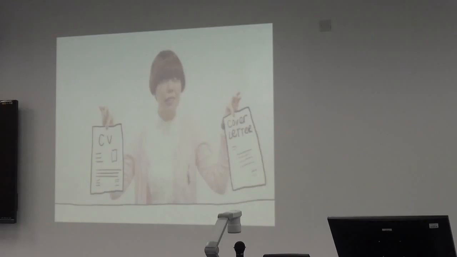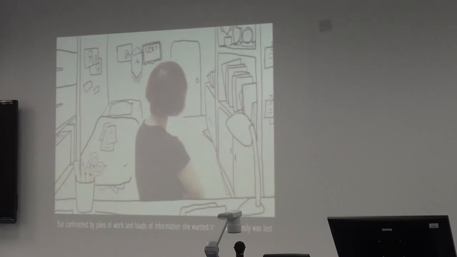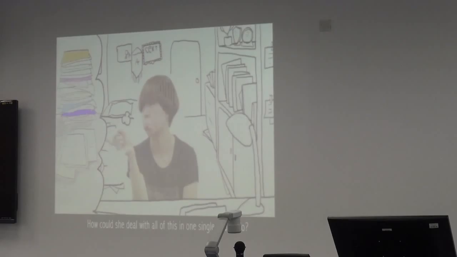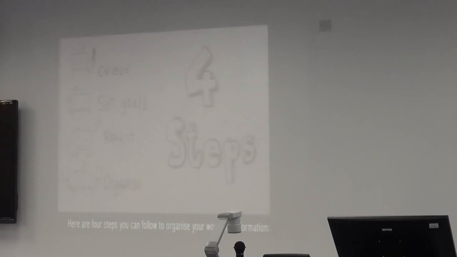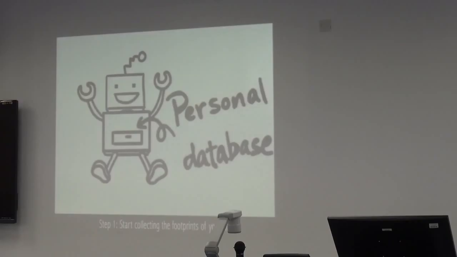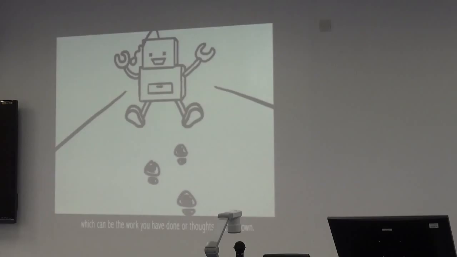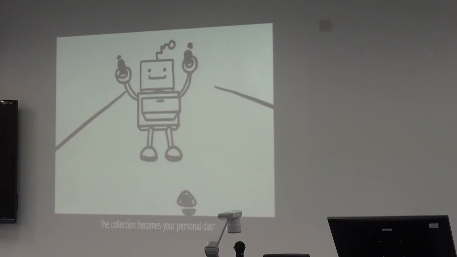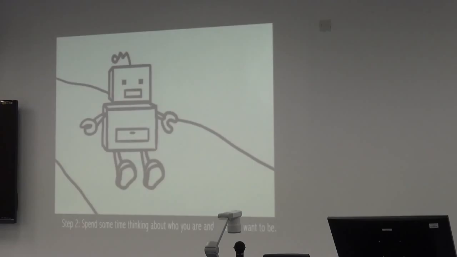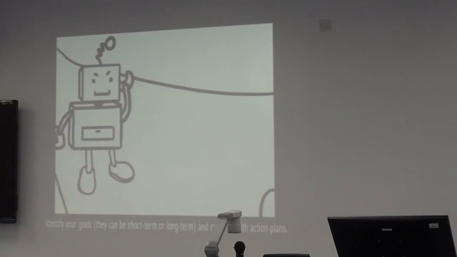Emily decided to create her own e-portfolio, but confronted by piles of work and loads of information she wanted to present, Emily was lost. How could she deal with all of this in one single e-portfolio? You may have the same question as Emily did. Here are four steps you can follow to organize your work and information. Step 1. Start collecting the footprints of your life, which can be the work you have done or thoughts written down. The collection becomes your personal database. Step 2. Spend some time thinking about who you are and what you want to be. Identify your goals, they can be short-term or long-term, and come up with action plans.